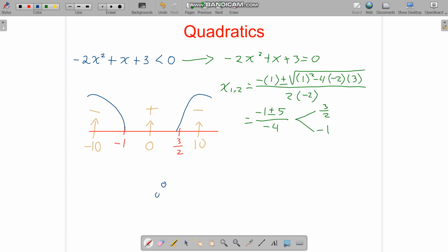So in conclusion, the answer is x is smaller than minus 1, or, you can use the union symbol, x is bigger than 3 over 2.